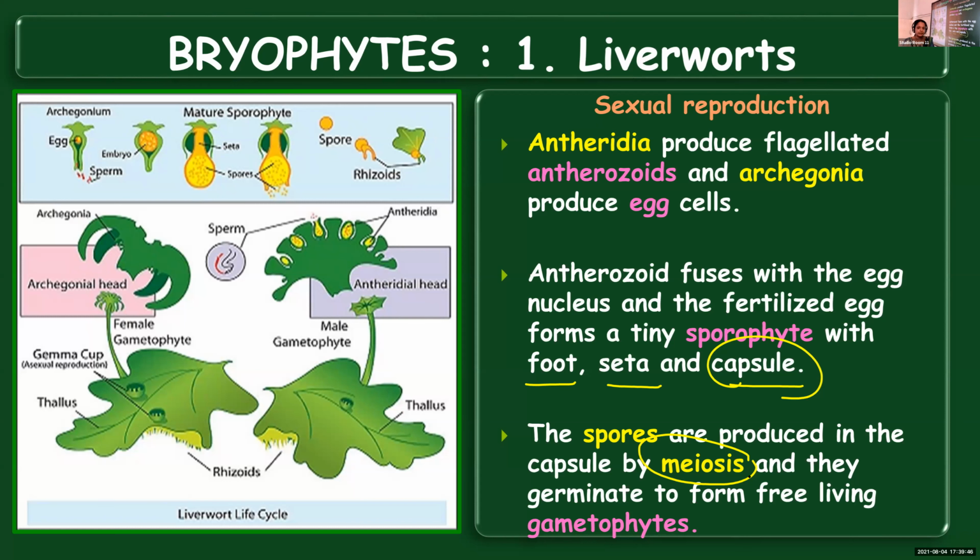And the sporophyte has three main parts: foot, seta, and capsule. It is within the capsule that reduction division takes place, resulting in the formation of haploid spores. And once the spores are formed, they will germinate and form the gametophyte. Again, the same processes get repeated. The gametophyte will produce gametes in the sex organs. They will fuse. The zygote will develop into the sporophyte. The sporophyte will undergo reduction division and form spores. Those spores will germinate, and again the gametophyte will be formed.